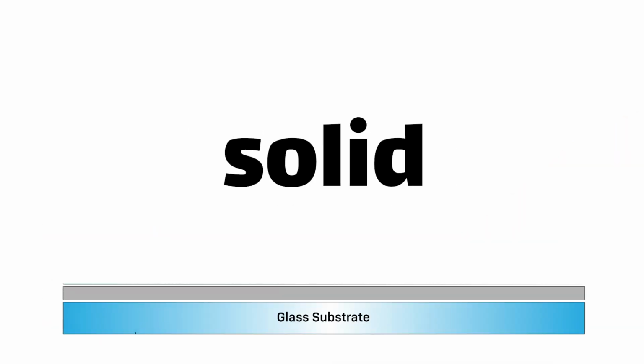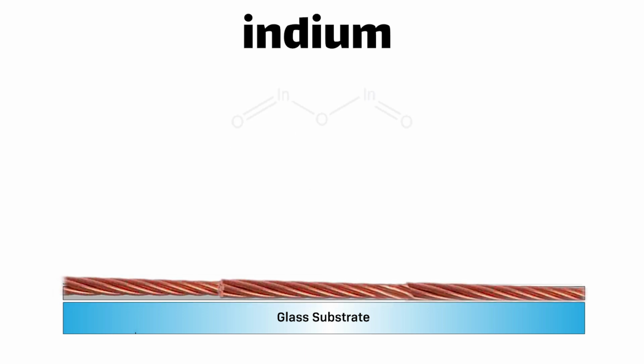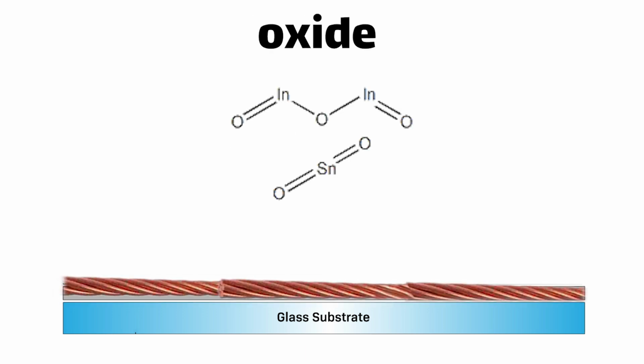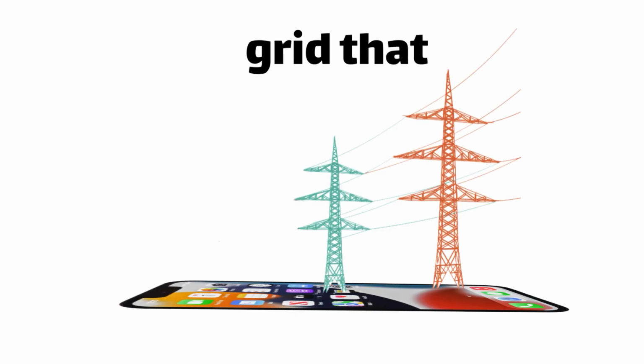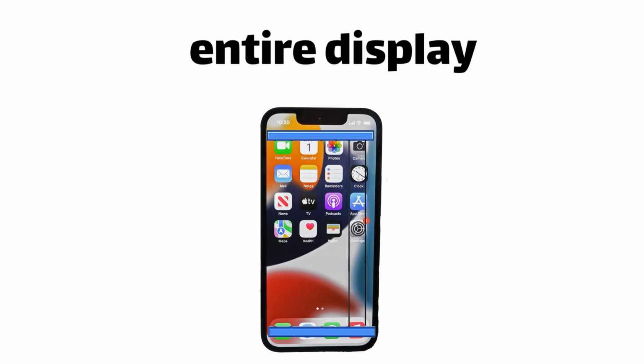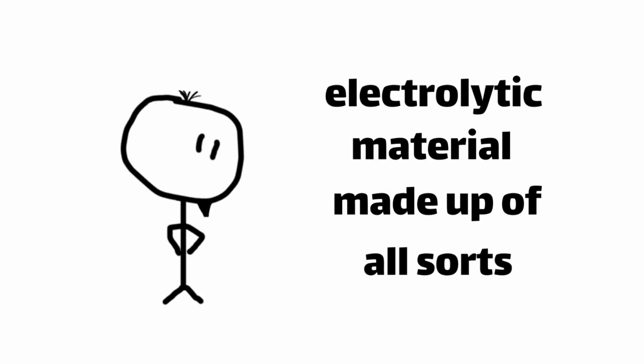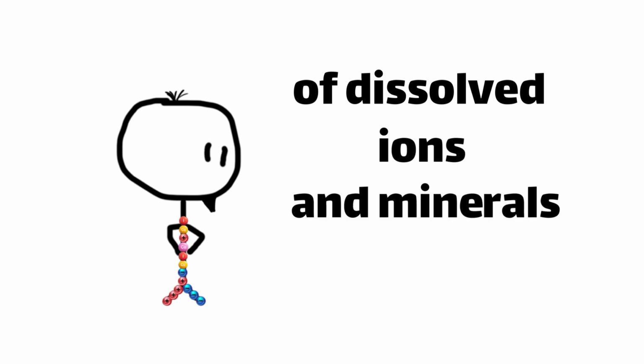Unlike resistive, capacitive touchscreens don't rely on flexible stacked layers. Instead, they utilize a fully solid, rigid substrate coated with a transparent conductive material like indium tin oxide. This forms an electrified grid that creates a uniform electromagnetic field across the entire display when voltage is applied. The key to capacitive touch is that the human body is a conductive, electrolytic material made up of all sorts of dissolved ions and minerals.